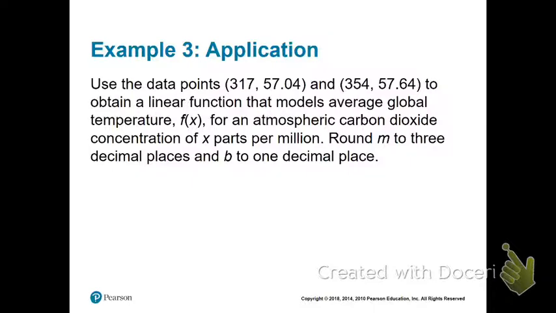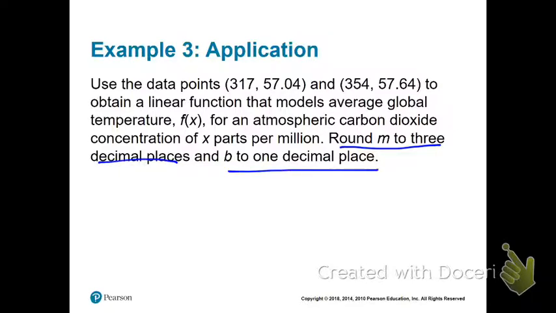It says use the data points (317, 57.04) and (354, 57.64) to obtain a linear function that models average global temperature f of x for an atmospheric carbon dioxide concentration of x parts per million. Round m to 3 decimal places and b to 1 decimal place, so we don't forget.